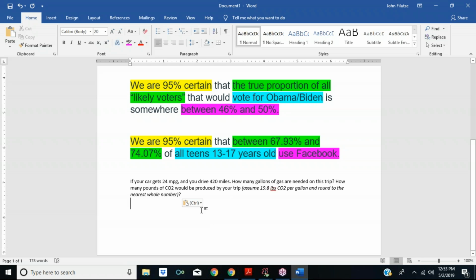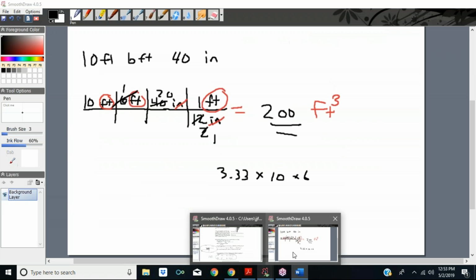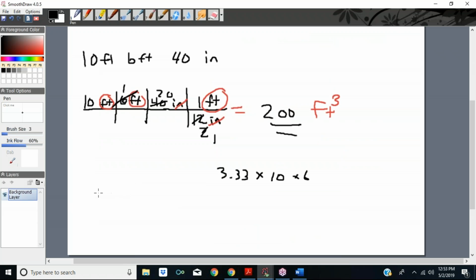So number 11 says if your car gets 24 miles per gallon and you drive 420 miles, how many gallons of gas are needed on the trip? And then how many pounds of CO2 would you need? And so if we look at this one, we have to find out how many gallons. So we have to start with the 420 miles. Let's see, 24 miles per gallon.